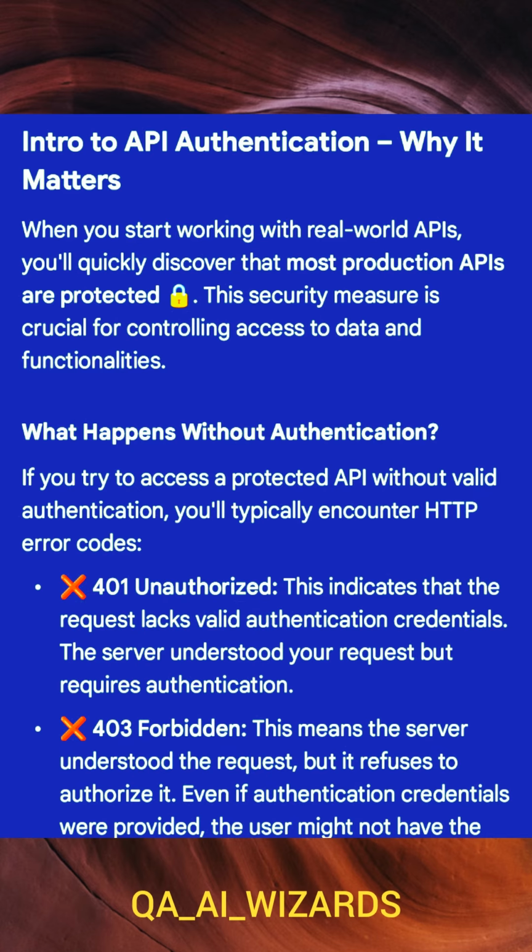What happens without authentication? If you try to access a protected API without valid authentication, you'll typically encounter HTTP error codes. 401 unauthorized. This indicates that the request lacks valid authentication credentials. The server understood your request but requires authentication.